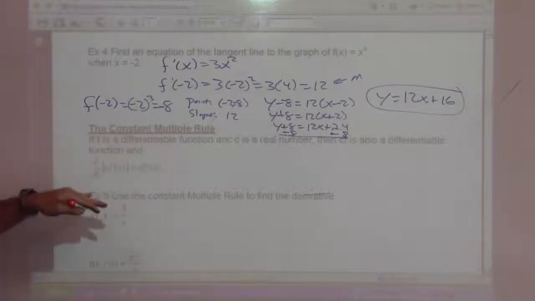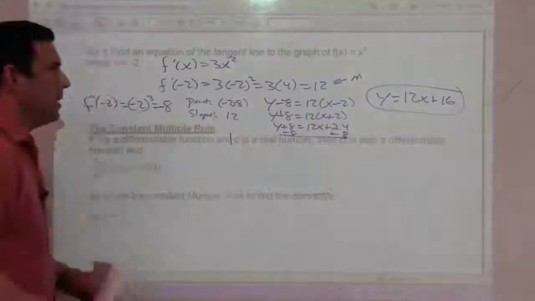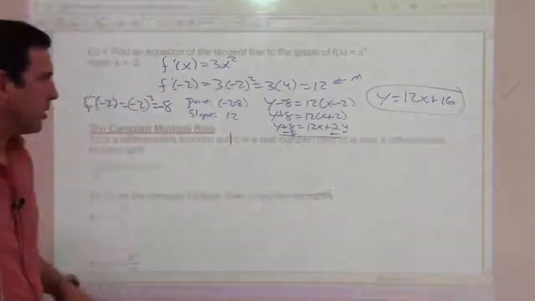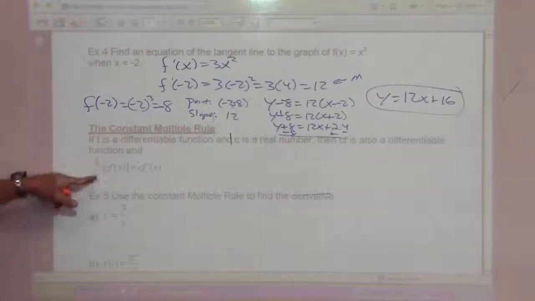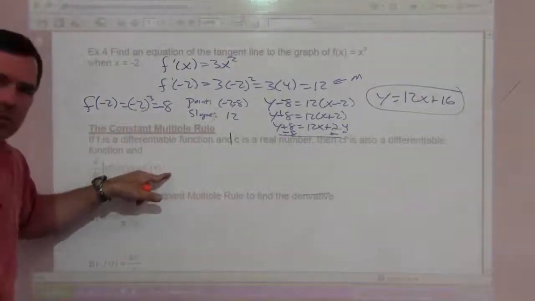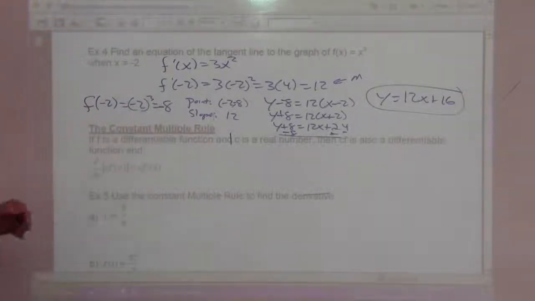Okay, the constant multiple rule. If f is a differentiable function and c is a real number, then c times f is also a differentiable function, and the derivative with respect to x of c times f of x is c times the derivative. So the constant, you could just factor that out, and multiply it by the final result.